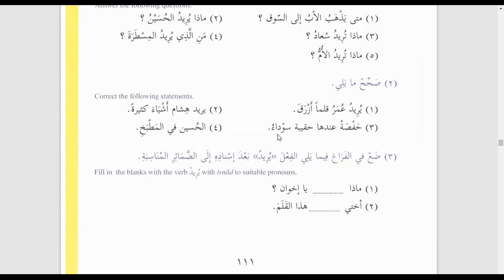Number three. Hafsatu indaha haqibatun sawda'u. Hafsa has a black bag. Does she have a black one or a different color? She has a red bag. Hafsatu indaha haqibatun hamra'u. Al-Husaynu fil matbakhi. Husayn is in the kitchen. Al-Husaynu fil hammam. Yes, he is in the bathroom. Husayn is in the bathroom.